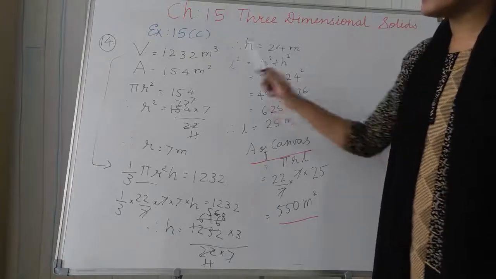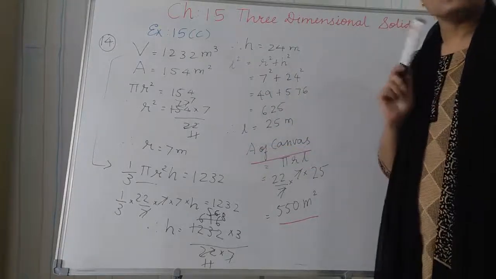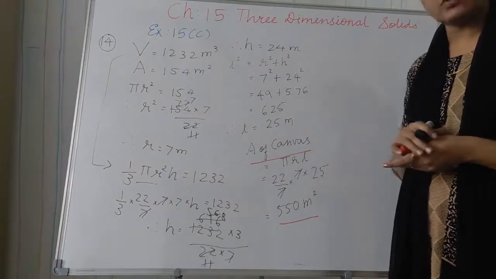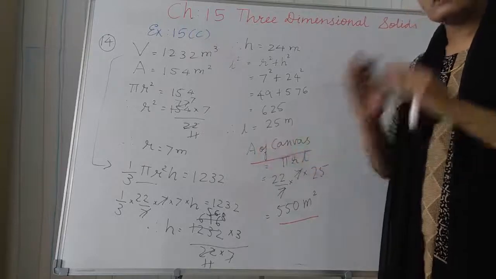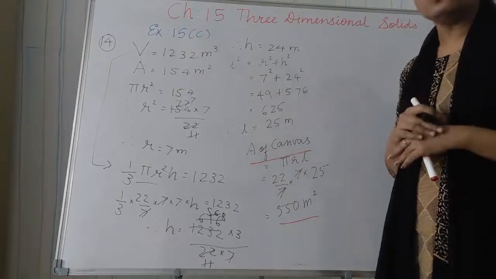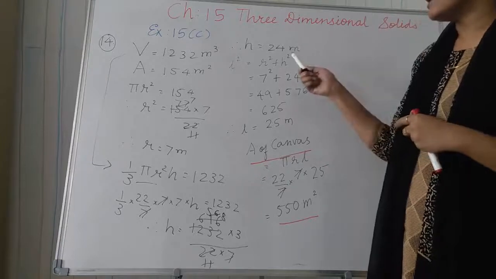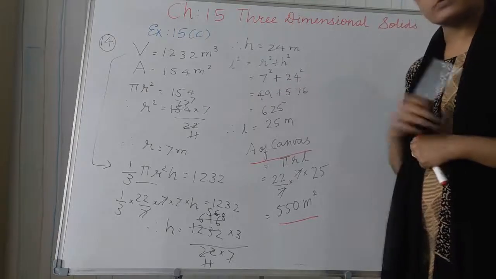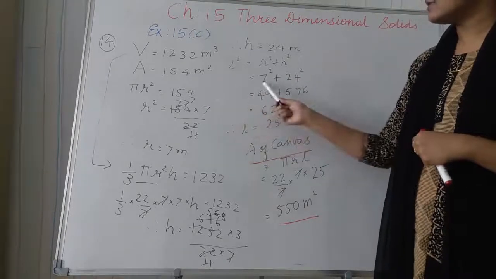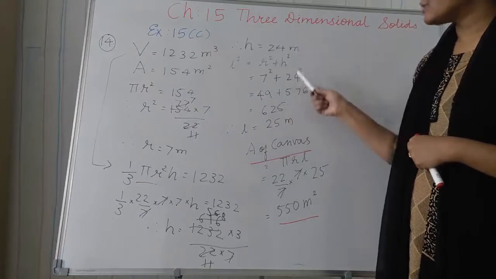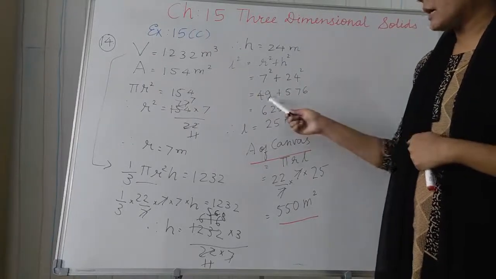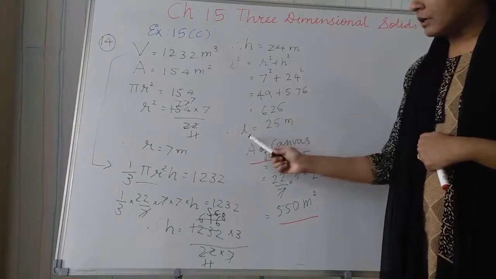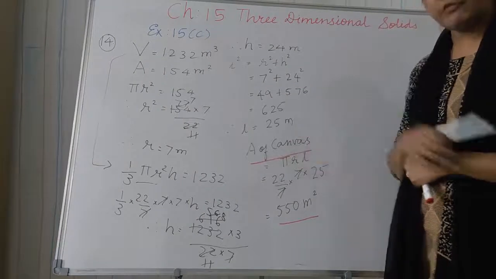Now, students, first we got r and now h. So, to get the area of canvas, what the question asks is to find the area of canvas in meter square. Canvas is only used to cover the curved surface. So, here we want the slant height. For that, I take l square is equal to r square plus h square. r is 7, so substituting 7 square. h is 24, substitute 24 square. And by calculation, I get 625. So, taking the square root, the slant height is 25 meter.